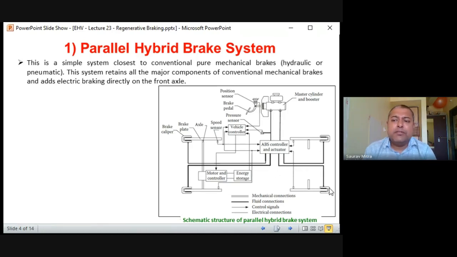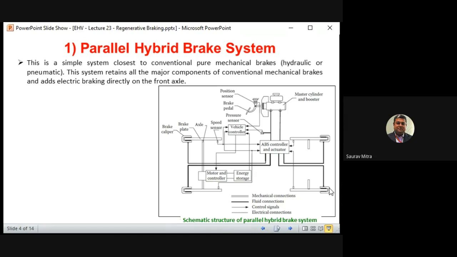Generally we say that front wheels have disc brakes and rear wheels have drum brakes. Whenever there is a disc brake, there is a brake caliper kind of thing. There may be a system where all four wheels have disc brakes, in which case calipers will be there on all four wheels. So likewise, there's a master cylinder and booster, filled with brake oil.